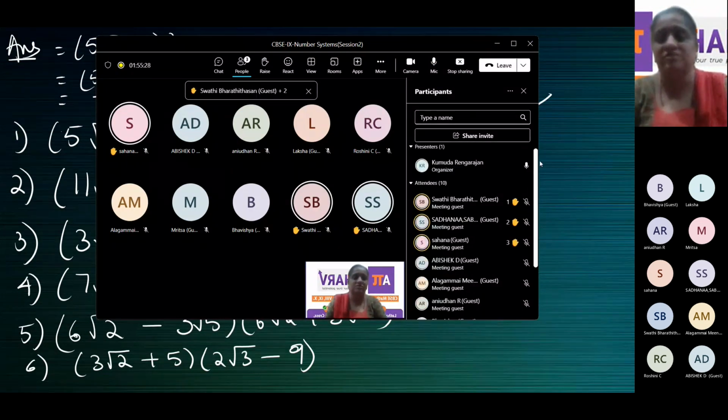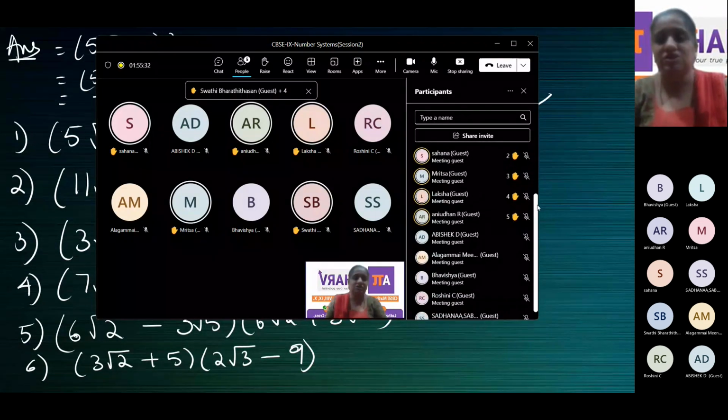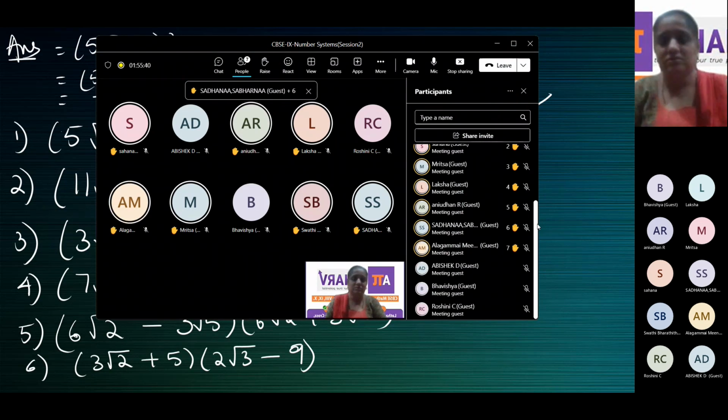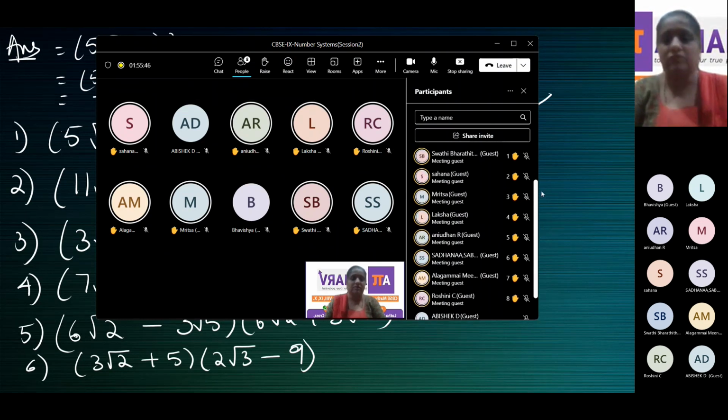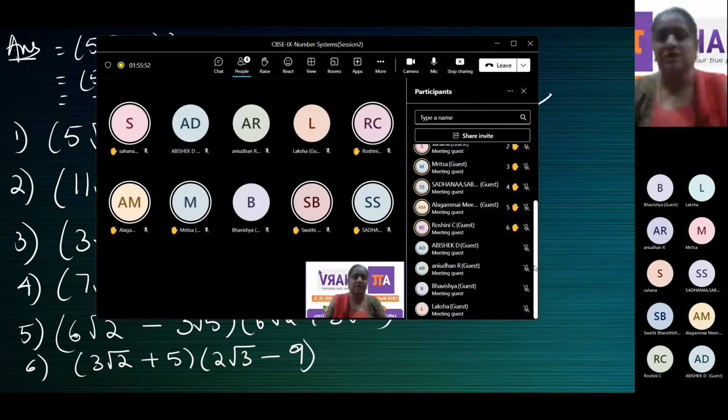How many of you got this answer? Swati, Sahana, Mritsa, Laksha, Aniruddhan, Abhishek, Aragamai. You two got it. Very good. Okay. All of us in the class today have got it right. Very good. That's great.